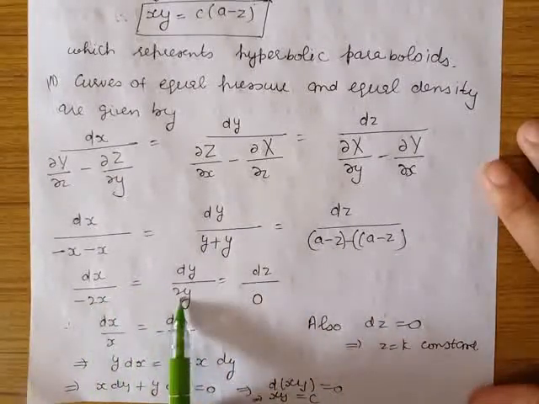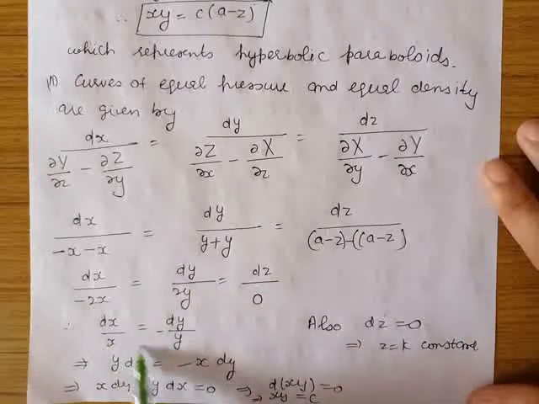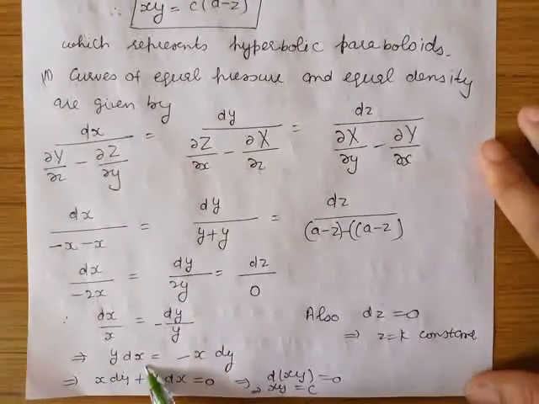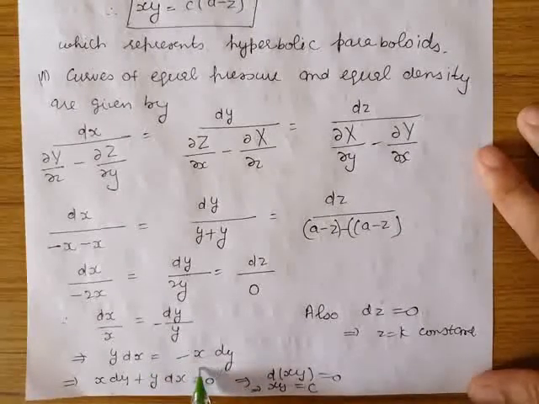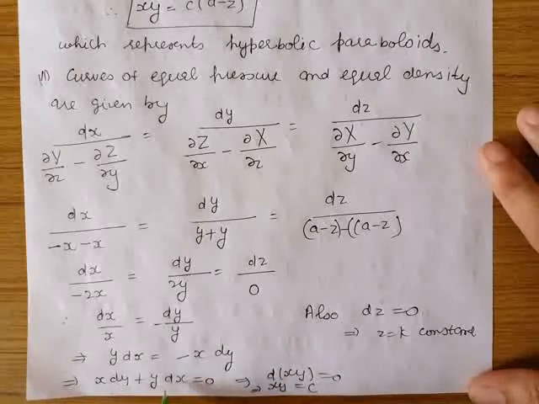Taking the first two members, after cross multiplication we get y dx is equal to minus x dy. So we can write x dy plus y dx is equal to 0. It means the derivative of xy is equal to 0. Integrating, we get xy is equal to constant.